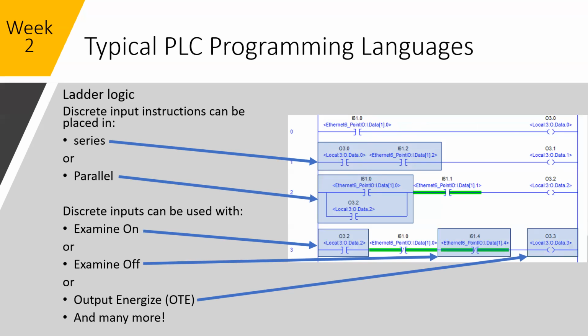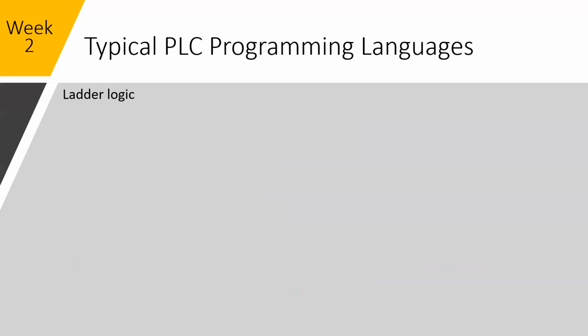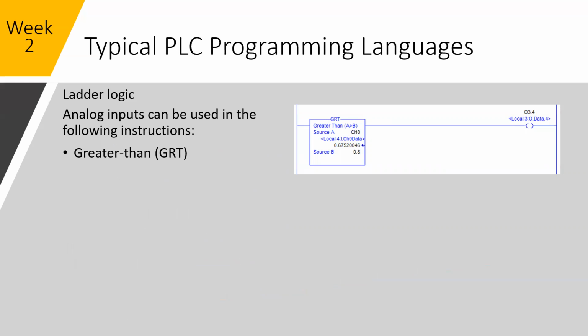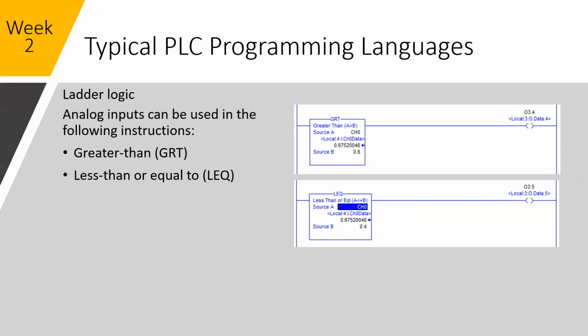Obviously, there are more programming bits that you can use here. We're just quickly covering that. Analog inputs can also be used in ladder logic. So this is an example of a greater than instruction. If source A, which right now is channel 0, is greater than source B, which is 0.8, then this would become true. This OTE would be turned on or written high, depending on how you want to say it. This is an example of a less than or equals to. So LEQ, if this said LES, then it would just be less than. Again, if source A, channel 0, is less than or equal to 0.4, then 035 would become true.